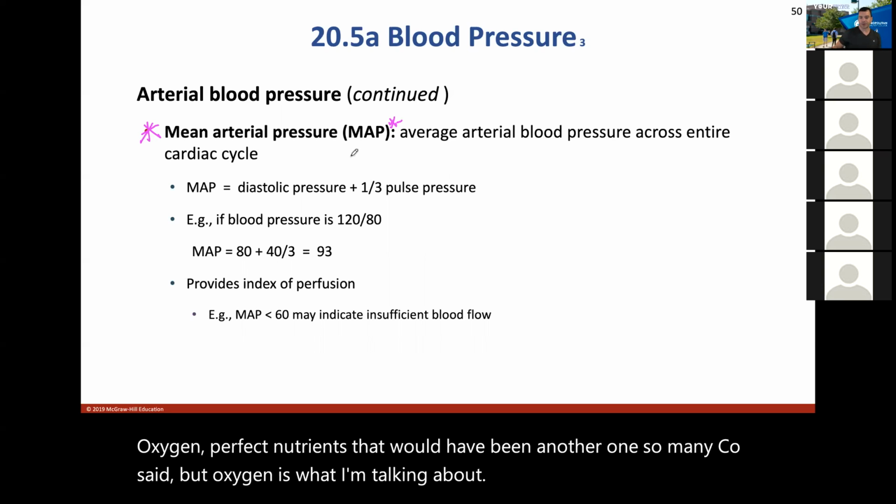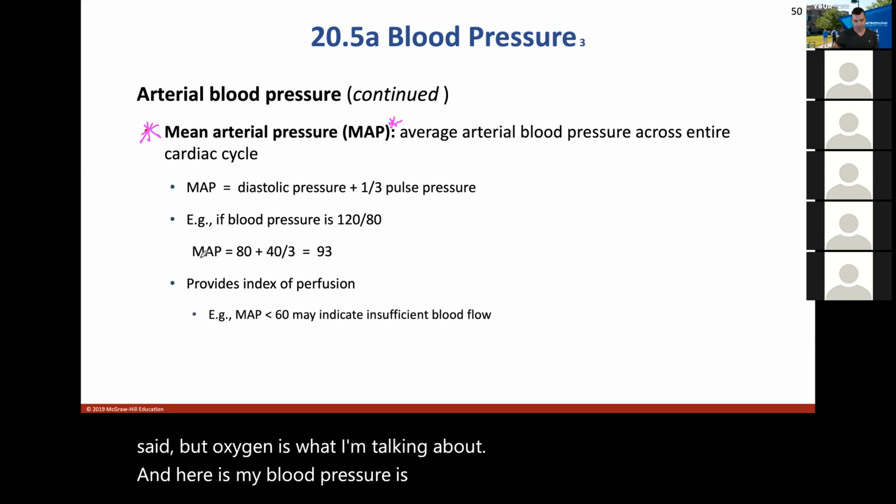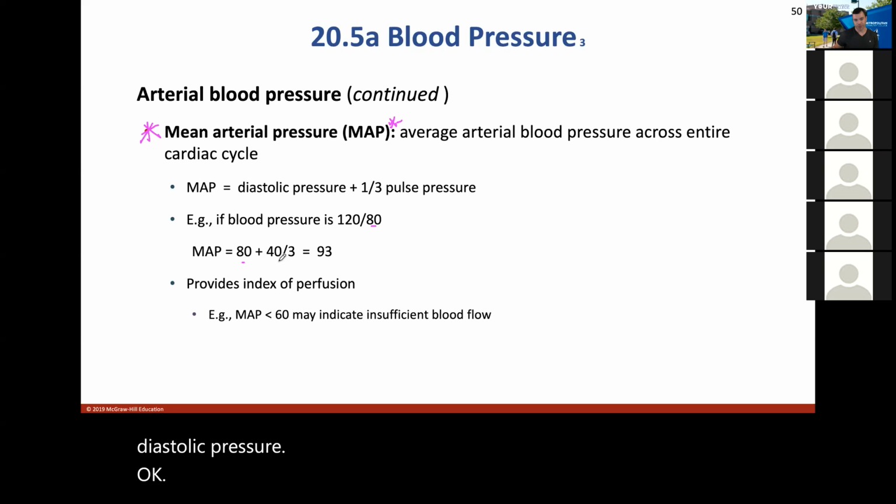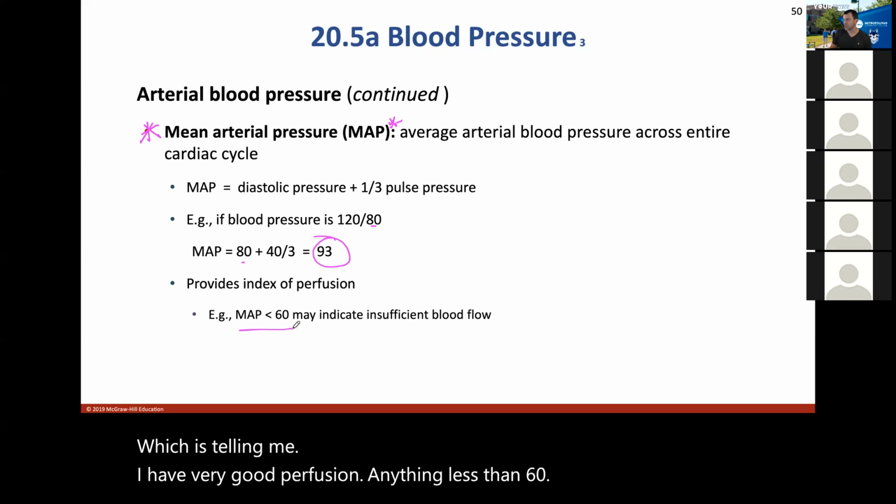And here, if my blood pressure is 120 over 80, I mean, there it is. MAP equals diastolic pressure, okay, plus 1/3 the pulse pressure. So 40 divided by 3. And that gives me a mean arterial pressure, which is telling me I have very good perfusion. Anything less than 60, that's when you get really worried.